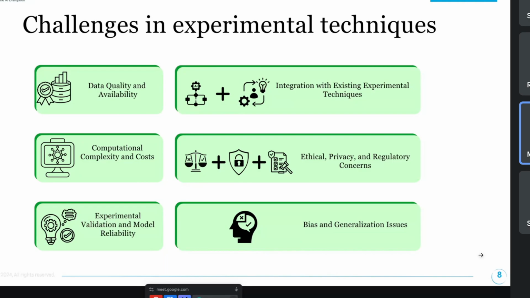Data quality and availability. It was really difficult for scientists to integrate with the existing traditional techniques, because the scarcity of high quality labeled data. Experimental data sets, especially for protein structure, gene interactions, and drug responses, were limited, and hence there were noisy or biased data sets. Errors in sequencing, labeling, or annotation can lead to a lot of misleading AI predictions.